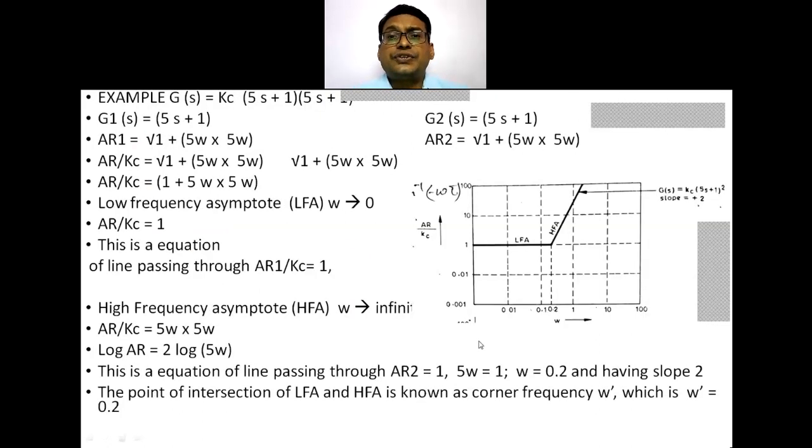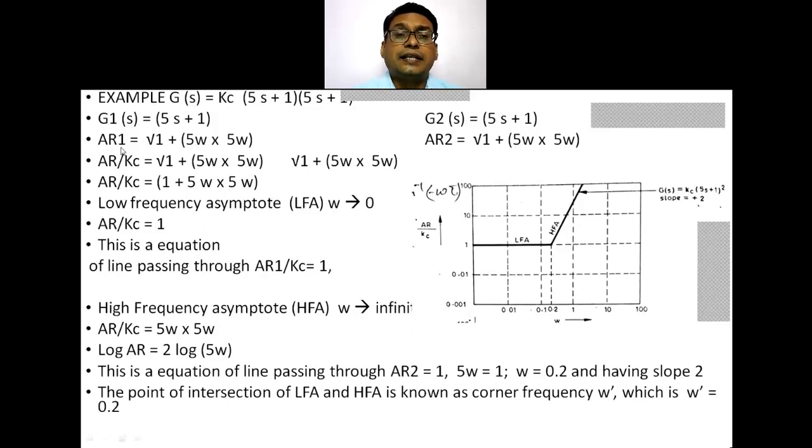The next is again a simple transfer function. Here nothing is there in the denominator, everything is in the numerator. That is Kc into (5s plus 1) whole square. So again, there are two transfer functions: the first transfer function G1(s) is 5s plus 1, and the second transfer function is the same, 5s plus 1.